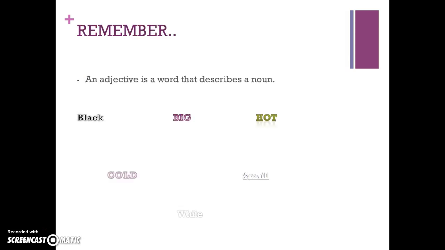Now let's move on to our last type of words, which is adjectives. An adjective is a word that describes a noun. Words such as black, white, hot, cold, small, big, and much more. To find adjectives, we look for words that are describing a person, a place, or a thing.